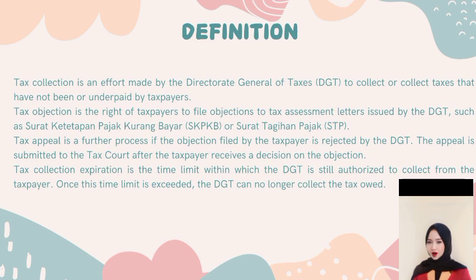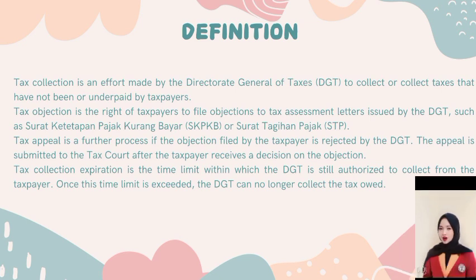Tax appeal is a further process if the objection filed by the taxpayer is rejected by the DGT. The appeal is submitted to the tax court after the taxpayer receives a decision on the objection. Tax collection expiration is the time limit within which the DGT is still authorized to collect from the taxpayer. Once this time limit is exceeded, the DGT can no longer collect the tax owed.